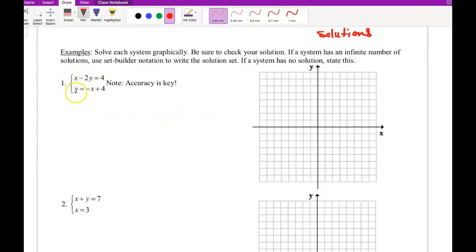So here we have the system. We have two equations, two variables. What I'm going to do is solve for y for each one, and then find what the slope is, and then using the slope and y-intercept, graph each equation. The second one, we already have y equal to mx plus b, but I need to work on the first equation and solve for y.